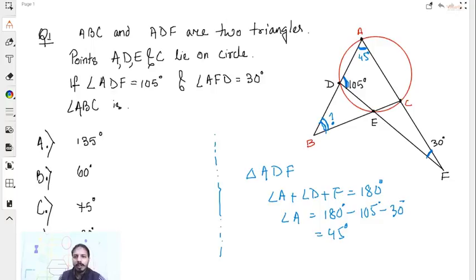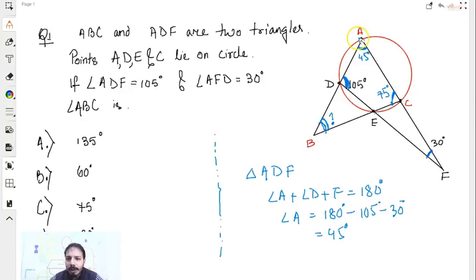So which property will we use? We will use the property of a cyclic quadrilateral, right? See guys, ADEC is a cyclic quadrilateral. Have you seen this? So that means the sum of angle D and angle C will be 180 degrees, right? So if this is 105, this will be 180 minus 105, that is 75, right?